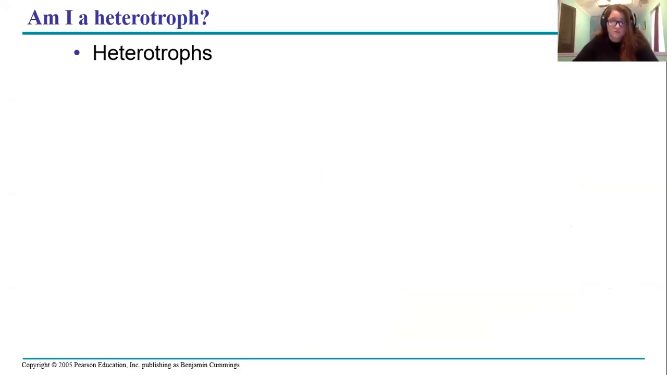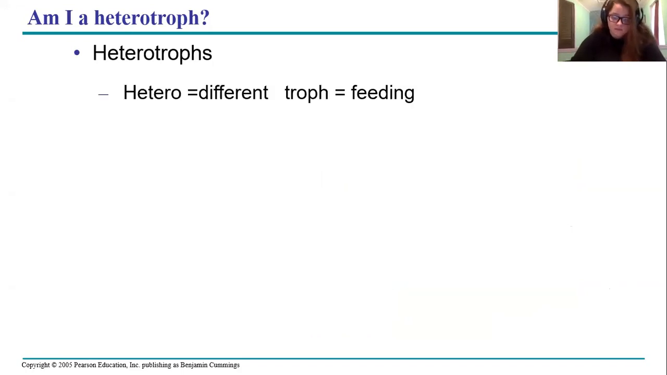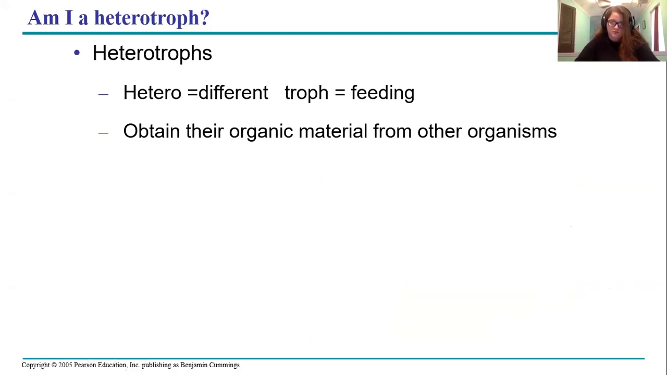So am I a heterotroph? So let's see. Is Mr. Pope, is Emma, is Lopez, is Palacios, is Zion, is Kennedy, whoever is in here, are you a heterotroph? Well, let's see. Different feeding. So remember, hetero means different. Homo means the same. Auto means self. Hetero would be different feeding. So different. So that we eat other organic material from other organisms.